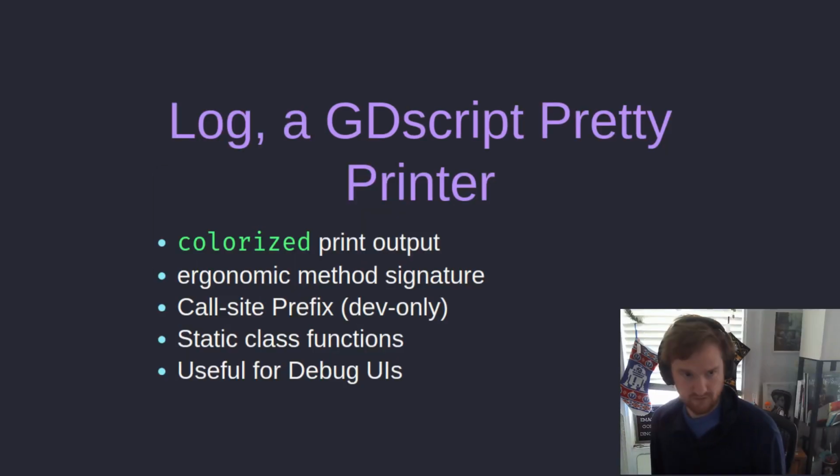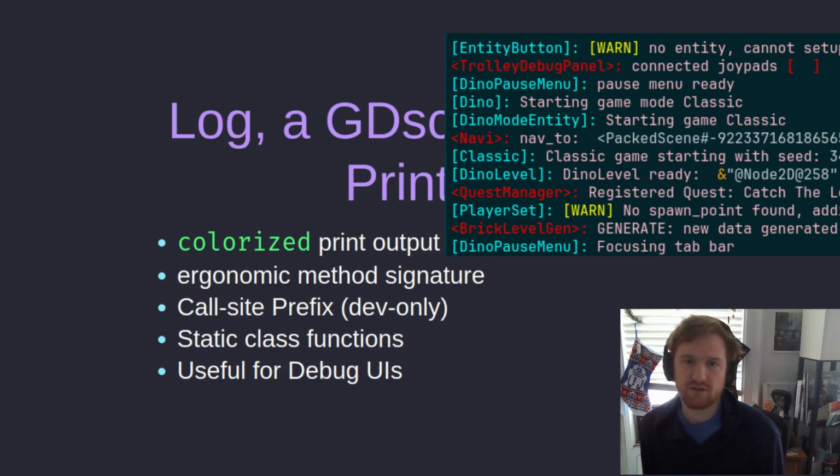So, Log, a GDScript pretty printer. The main benefit of Log is that we're colorizing the printed output by type. Another one is an ergonomic method signature. In particular, we're adding spaces automatically between passed arguments. And in dev mode, we're actually getting a call site prefix so you know where your log was called from.